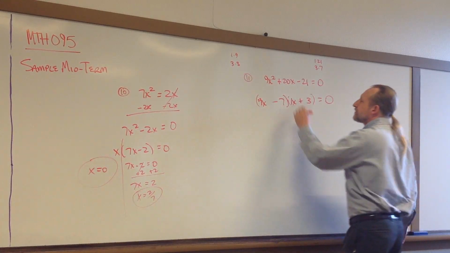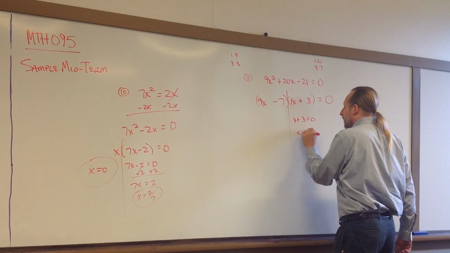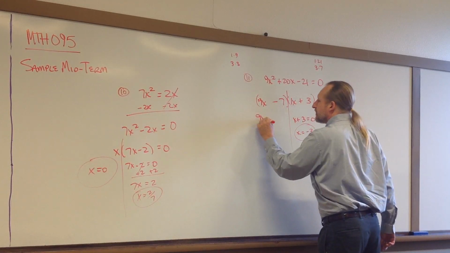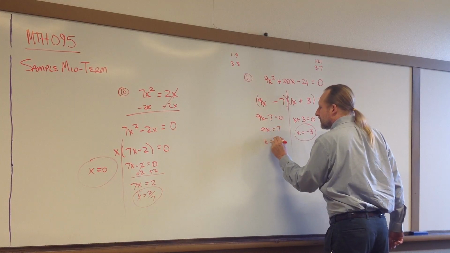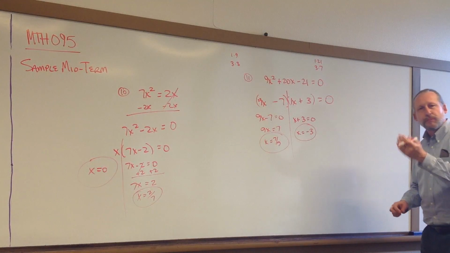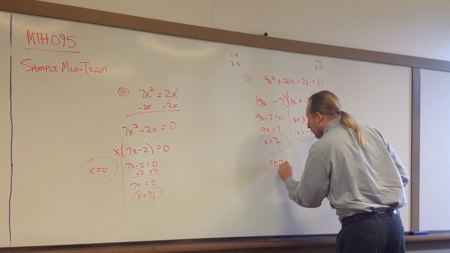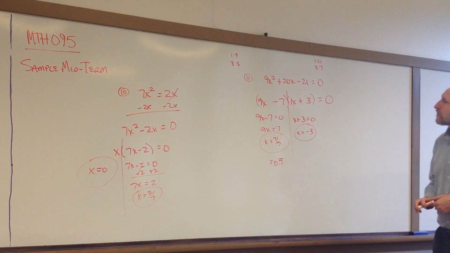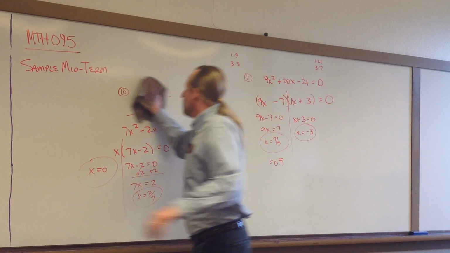All right? Once we get it factored, we still need to set these equal to 0. So x could be negative 3, or x could be 7 over 9, and that's 0.7 repeating. If you like decimals, just put a bar over the 7, like that. Okay. That's problem 11.